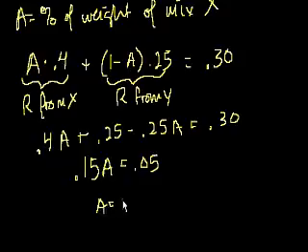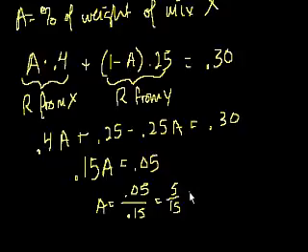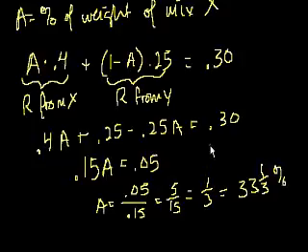So A is equal to 0.05 divided by 0.15, which is the same thing as 5/15, which is equal to 1/3, which is equal to 33.33%, which is choice B.